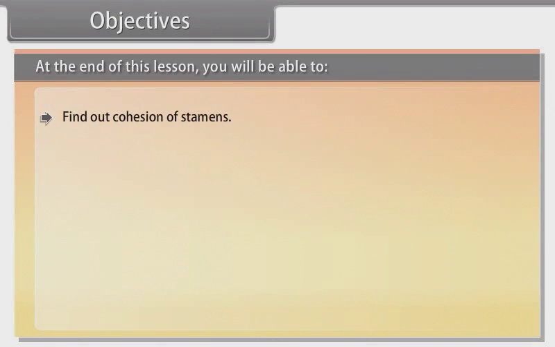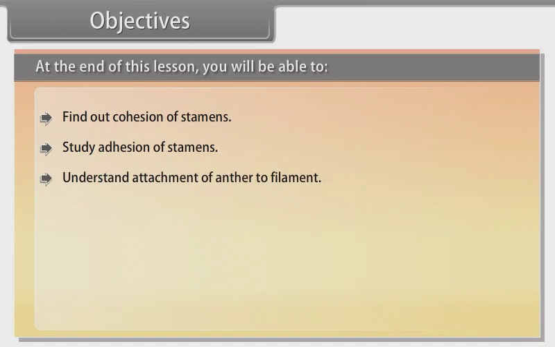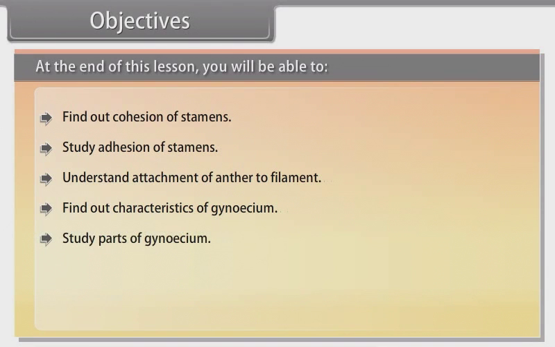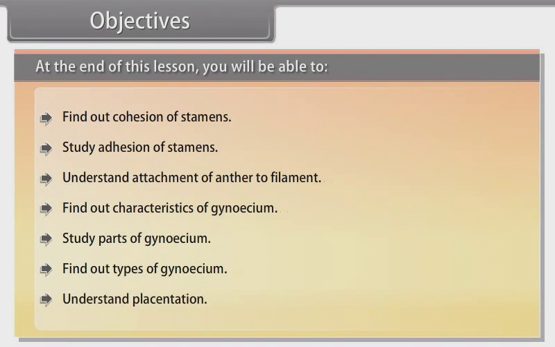stamens, find out cohesion of stamens, study adhesion of stamens, understand attachment of anther to filament, find out characteristics of gynoecium, study parts of gynoecium, find out types of gynoecium, understand placentation.